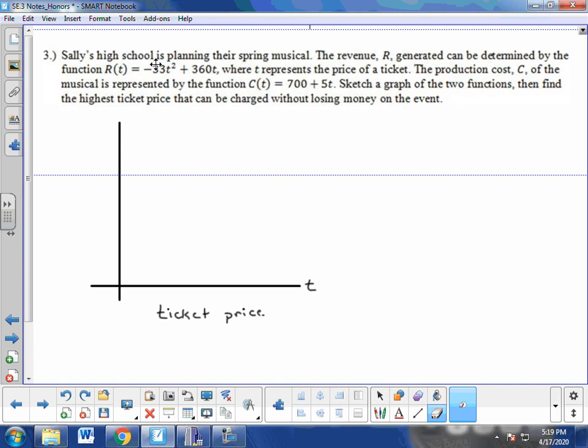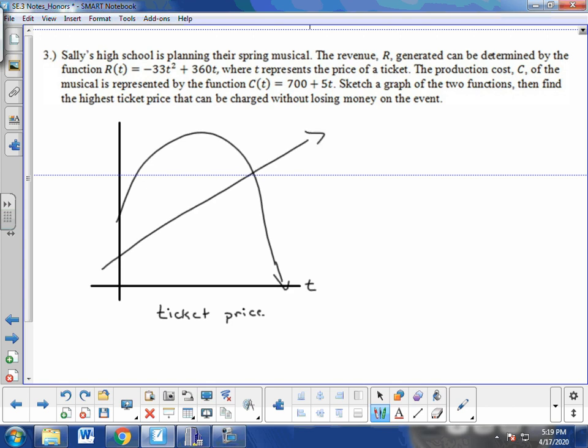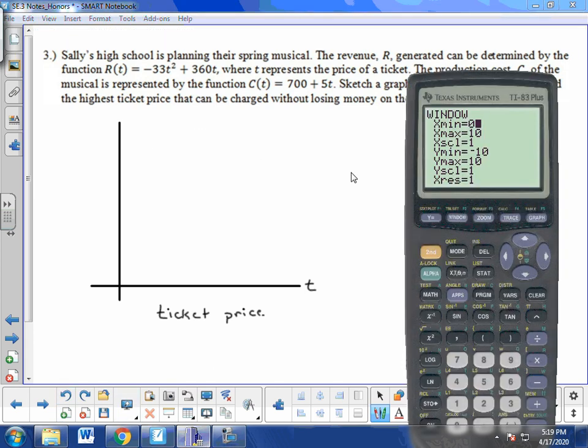We know that this is going to be an upside down parabola, so it's going to look something like this. We don't know exactly what it's going to be. We know that this is going to be a line. It's going to look something like that. We don't know exactly what it's going to be, but we need to be able to find the intersection. So let's make sure our x value is big enough to find the intersection. Let's set it to, I don't know, 50 for right now.